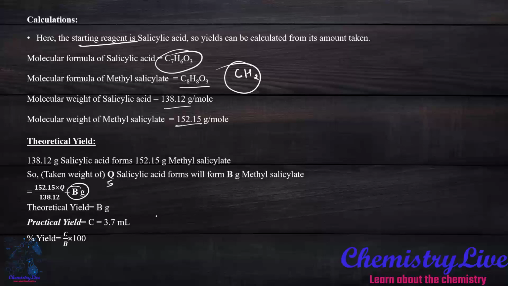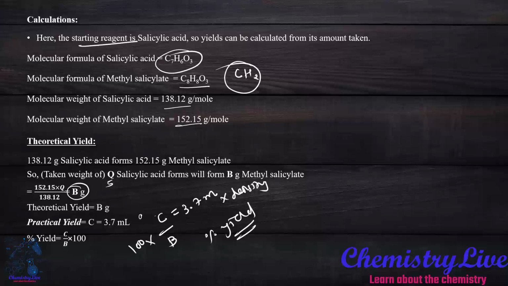When we multiply with density, we get C. So C is equal to 3.7 ml multiplied with the density. Whatever we get here, divided by B and then multiplied with 100, gives our percentage yield. So that is the actual percentage yield. Do not directly take this 3.7 ml divided by the B gram, because it is incorrect. You have to convert first into gram and then divide with our theoretical yield and we'll get a percentage.